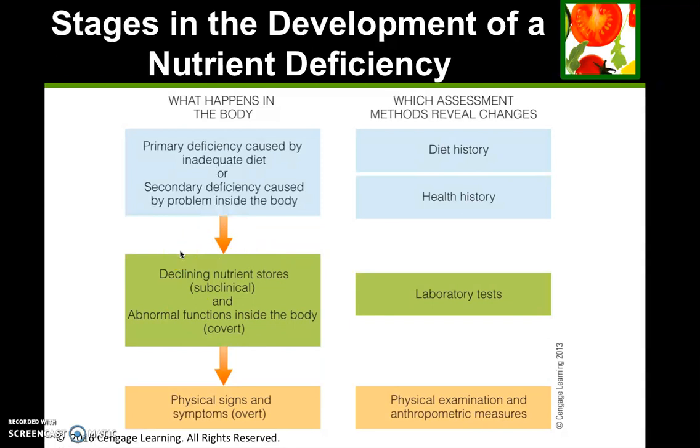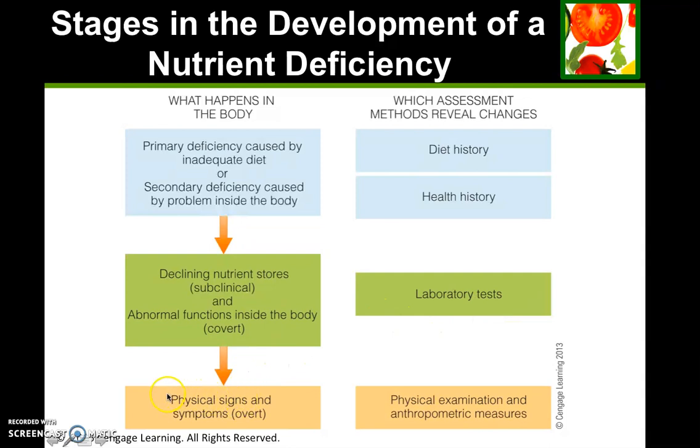This leads to declining nutrient stores, and at this point it will be a subclinical deficiency, which is a covert condition. It might not be detected yet by laboratory tests, and there are no outward signs and symptoms. But it will cause the body to function abnormally. And at this point, we're looking at laboratory tests.